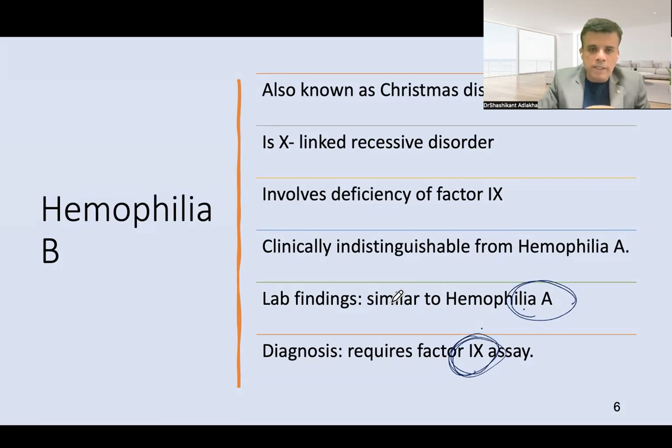So, let's capture the key facts that we learned today. Hemophilia A is more common. Hemophilia B is 20%. Hemophilia C is less than 1%, and they involve the deficiency of factor 8, factor 9, or factor 11. Factor 8 deficiency is known as hemophilia A, and severe hemophilia A means activity of factor 8 is less than 1%.